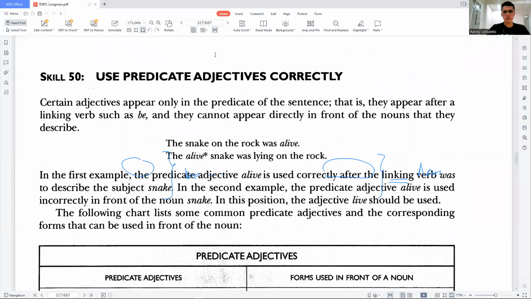Well, we actually can modify the second sentence to make it correct. Alive can be replaced with living, like the living snake was lying on the rock, or the live snake was lying on the rock. It will be correct. But this one, alive, is a predicate adjective that cannot be written before the noun it describes. The thing is, you have to be able to memorize all of the predicate adjectives.